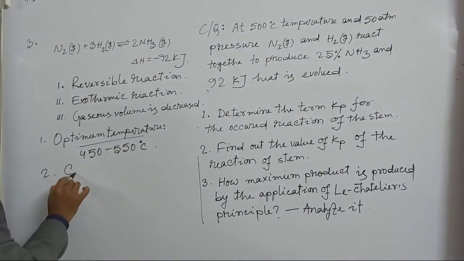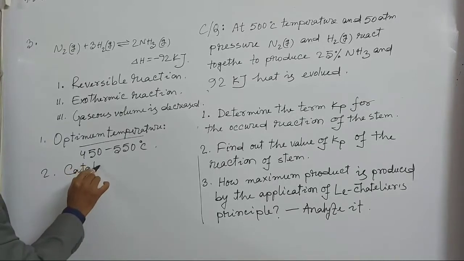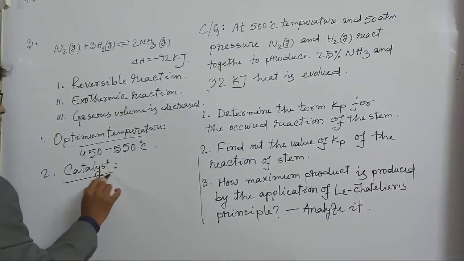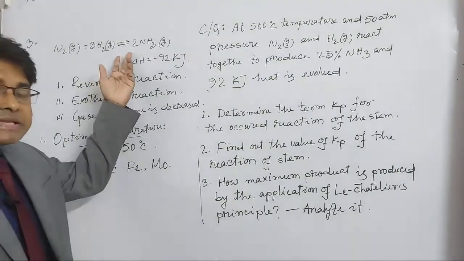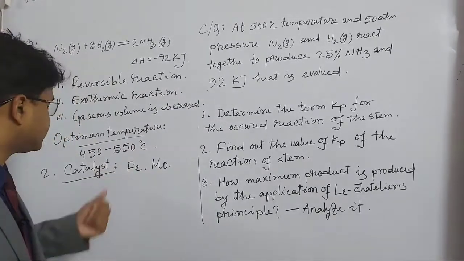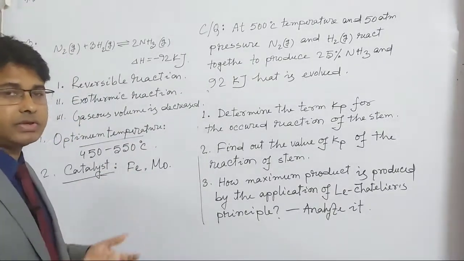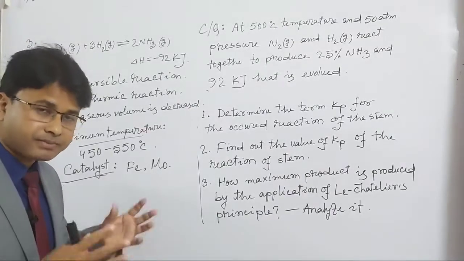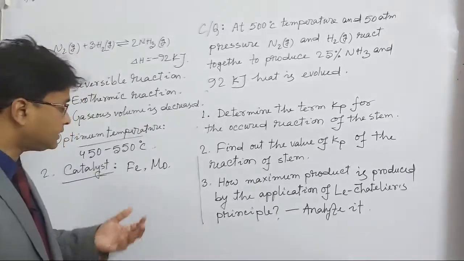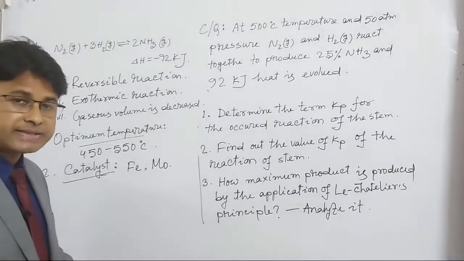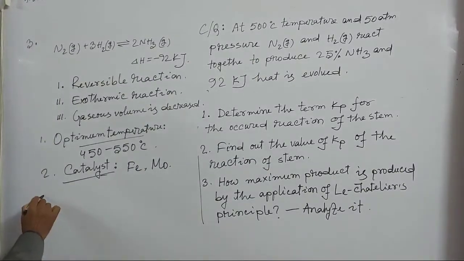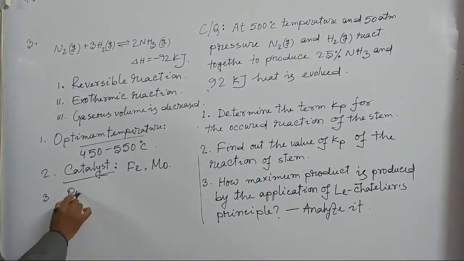And number 2, catalyst. To reach equilibrium rapidly, iron catalyst is used. To increase the catalytic ability, molybdenum is used as catalyst promoter. Then, pressure.